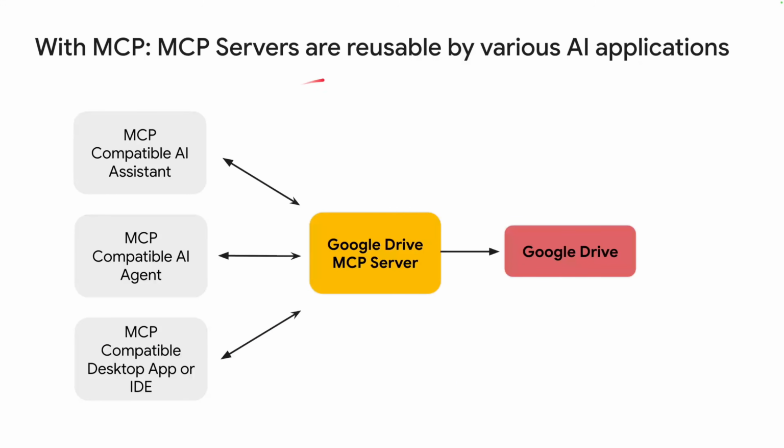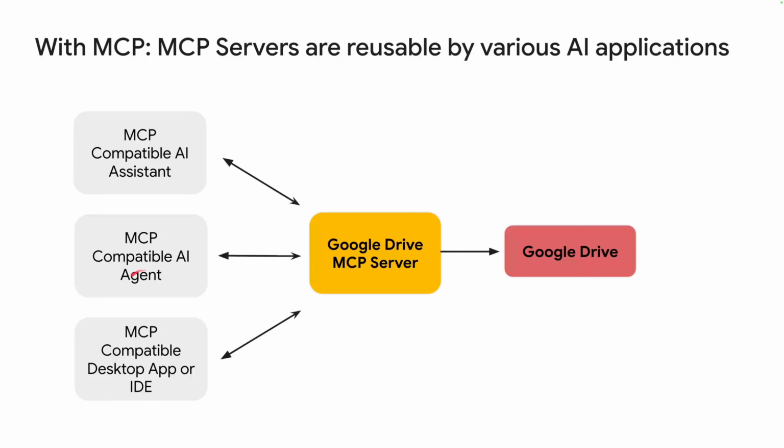With MCP, the MCP server can be reused by various applications. You only need to develop one MCP server. For example, I can develop one MCP server for Google Drive, and this one server can be used by many different types of AI applications. It could be an MCP-compatible AI assistant, maybe like Gemini, Claude, or ChatGPT. If it is compatible, then you can access this Google Drive MCP server.